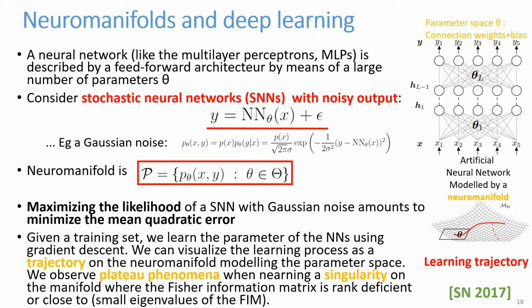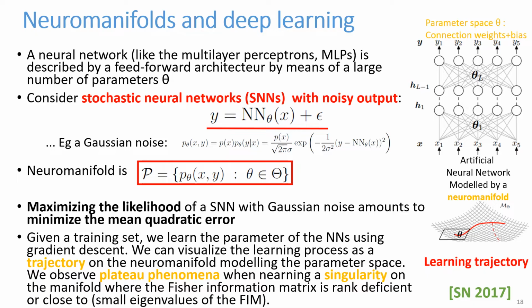We can apply this Fisher-Rao modeling paradigm to large parameter spaces, like the parameter spaces of a neural network, like the multi-layer perceptron, which is a feed-forward architecture. We consider the output being noisy by adding, say, a Gaussian noise to the output Y of the network. The neural manifold is a set of joint distributions of X and Y parameterized by the network parameters theta. Theta can be a very high-dimensional vector.